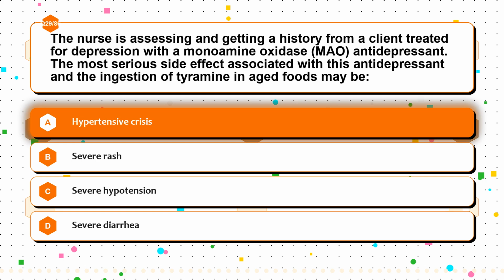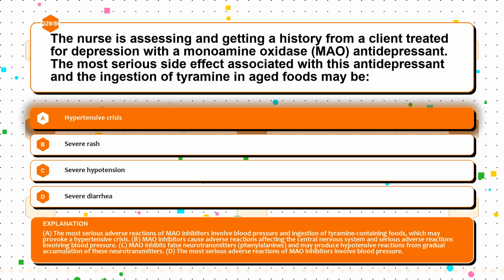The correct answer is option A. Hypertensive crisis. The most serious adverse reactions of MAO inhibitors involve blood pressure and ingestion of tyramine-containing foods, which may provoke a hypertensive crisis. MAO inhibitors cause adverse reactions affecting the central nervous system and serious adverse reactions involving blood pressure. MAO inhibits false neurotransmitters, phenylalanines, and may produce hypotensive reactions from gradual accumulation of these neurotransmitters. D. The most serious adverse reactions of MAO inhibitors involve blood pressure.